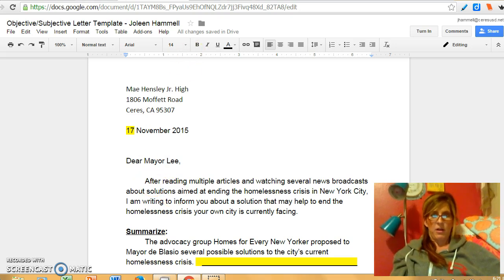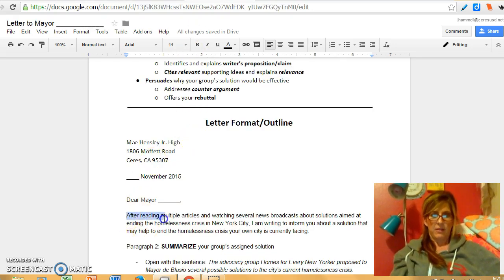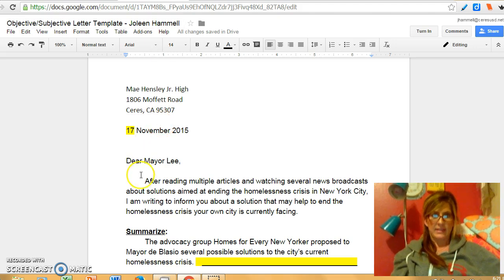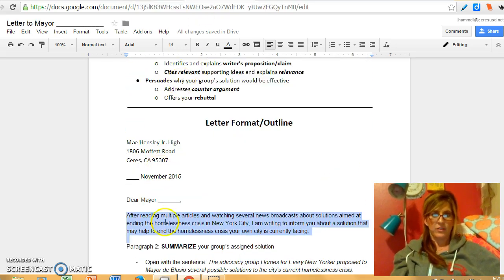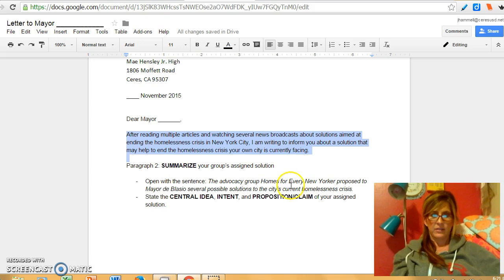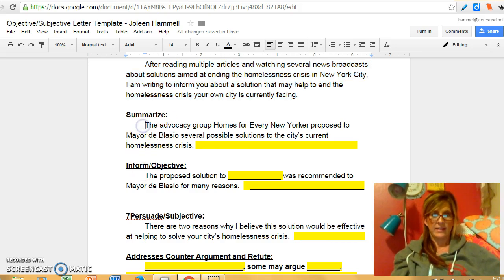So if you look at your prompt, you'll see that the first paragraph on the prompt was already written for you, and that is the same on your writing assignment. We've already typed it in. And then if you go to paragraph 2, the first bullet tells you to open with the sentence, the advocacy group Homes for Every New Yorker proposed to Mayor de Blasio several possible solutions to the city's current homelessness crisis. If you look at your letter, you'll notice that that sentence was also typed in for you. So you're going to be starting right here.